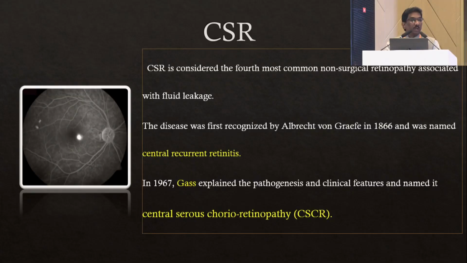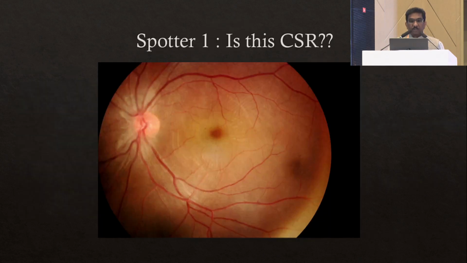So, CSR is considered as the fourth most common non-surgical retinopathy associated with fluid leakage. It was first recognized way back in 1866, and it was termed as central recurrent retinitis. However, it was Gass who explained the pathogenesis and the clinical features and named it as central serous chorioretinopathy. So let me start off with some spotters.